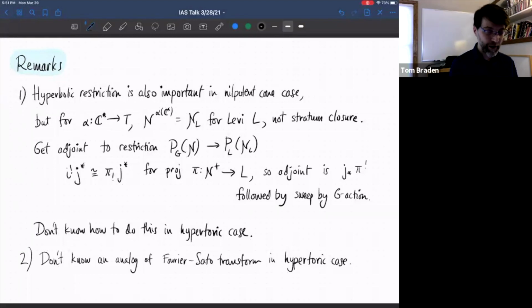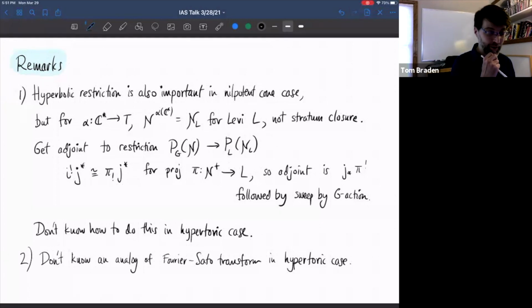The problem is we don't know a sweep action. There's not a group; these strata are not orbits anymore. We thought for a long time and came up empty-handed. Formally there is an adjoint to these functors, but we don't know how to describe them in any reasonable way that you could work with. And that would also be true, I think, for Nakajima quiver varieties and so on.